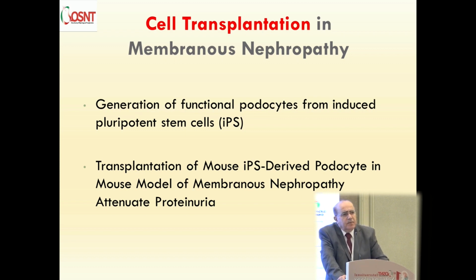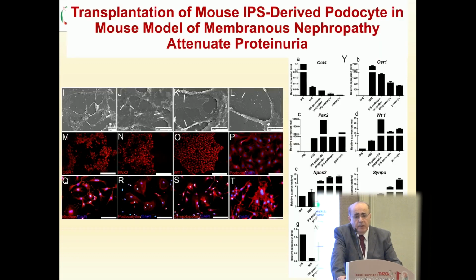In membranous nephropathy, the main issue is podocyte. So we need to generate a functional podocyte from induced pluripotent stem cell. So in mouse, the experience has resulted in that transplantation of mouse-induced pluripotent stem cell-derived podocytes in a mouse model of membranous nephropathy attenuates proteinuria. That is very good. As you can see here, proteinuria decreased.